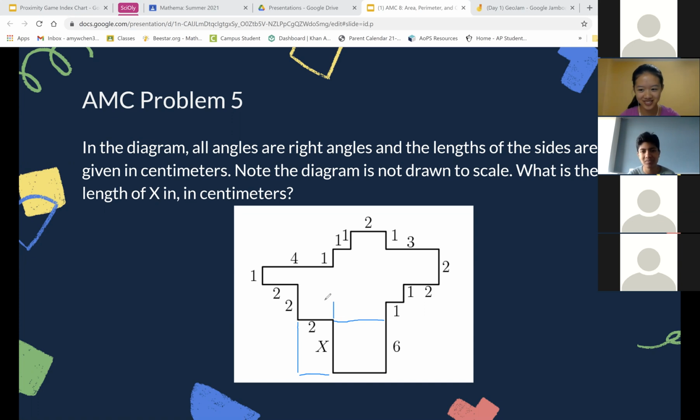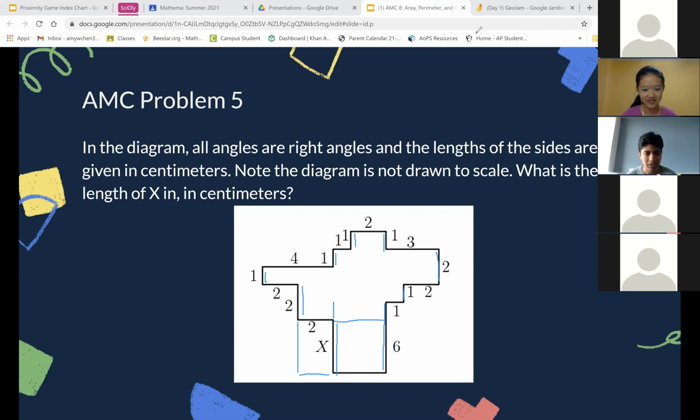What you can do is find the vertical side lengths. For the right side it would be 6 plus 1 plus 2 plus 1, and on the left side it would be X plus 2 plus 1 plus 1 plus 1. And then you can find the difference. That's the math way of doing it, the correct way. But X is 5. Look at it.